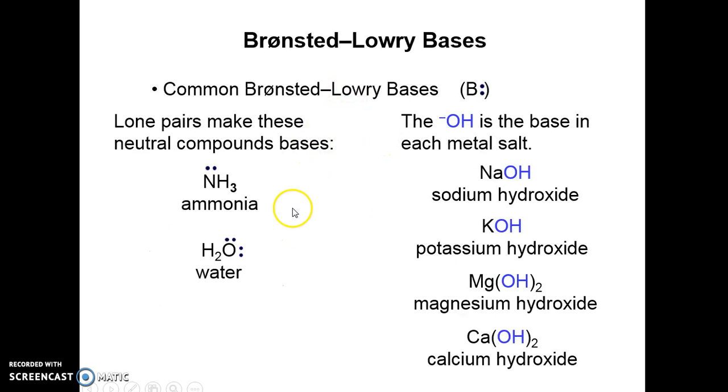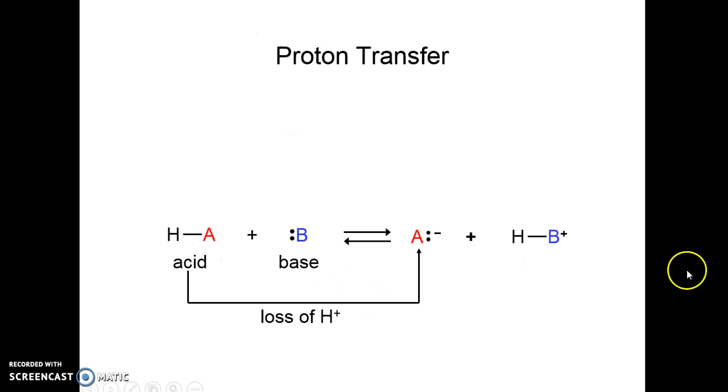Common Bronsted-Lowry bases have the non-bonding pairs, and hydroxide, because if you look at the Lewis dot structure for hydroxide, it has 1, 2, 3 non-bonding pairs on that oxygen. And so this is also a Bronsted-Lowry base because it has non-bonding pairs. So we recognize bases as metal hydroxides or as compounds that have non-bonding pairs that can grab protons.